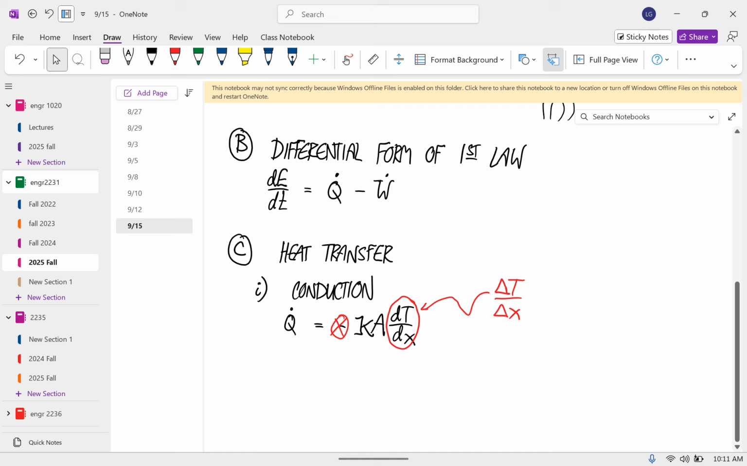Professor? Yes. So when you write minus and then cross it out, we basically just figure it out from the actual problem. Exactly. Just come up with the magnitude of this Q dot, and then the direction just comes from which is the hot side and which is the cold side. Your system or the surroundings.